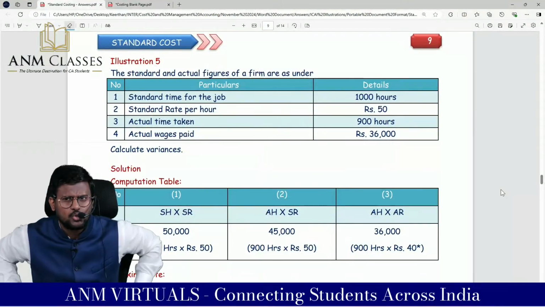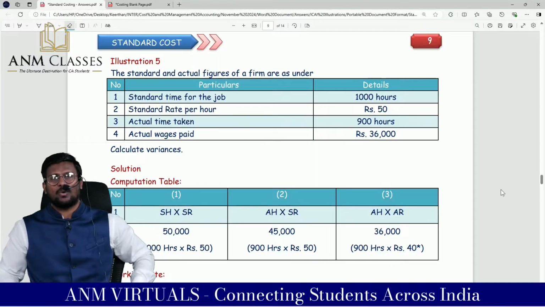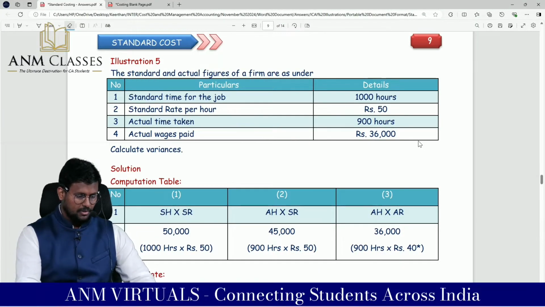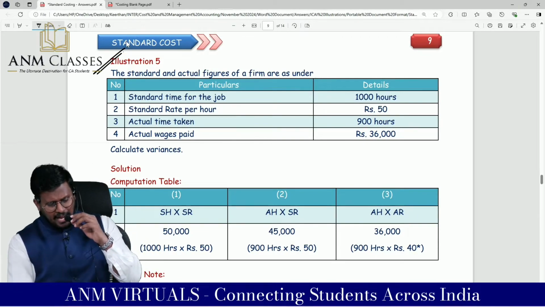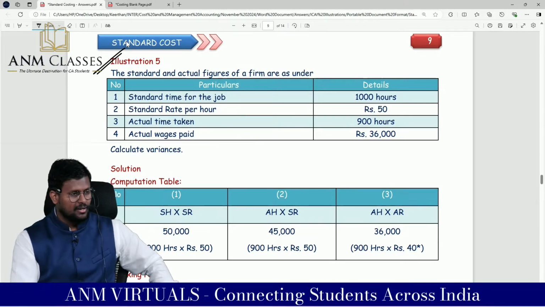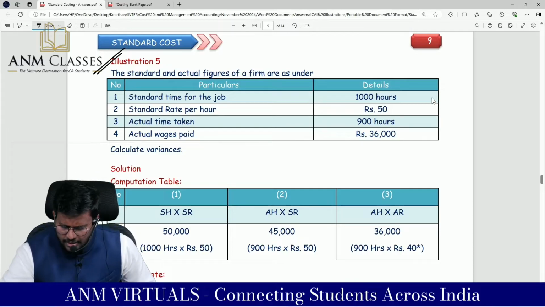So we will start preparing on an item to item basis. I'm comfortable with illustration number 4 from your heart. Anybody there? Where is a grand clap? Brilliant. I'm moving to illustration number 5. The standard and actual figures of the firm are as under. Standard time for a job is 1000 hours.